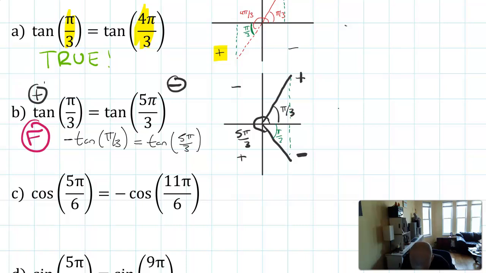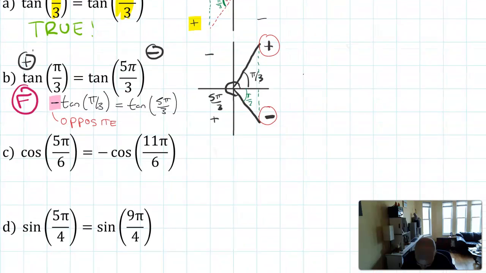A lot of people think that, because that's a negative value, you have to put the negative sign on that one, but that's not actually true. The negative that I'm writing here doesn't mean it's a negative number, it means opposite, which is a really good way to interpret a negative sign multiplied to something. So what I'm saying is the opposite of the tangent of pi over 3 is the same as the tangent of 5 pi over 3. And that would be a true statement, because they have the same value but opposite signs.